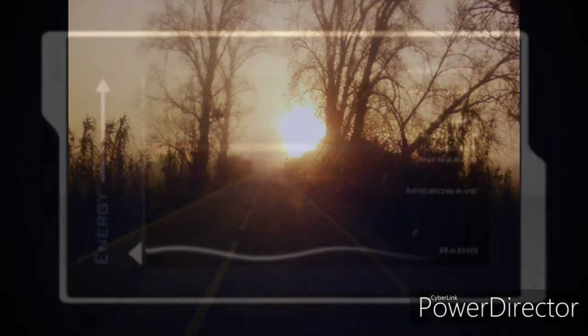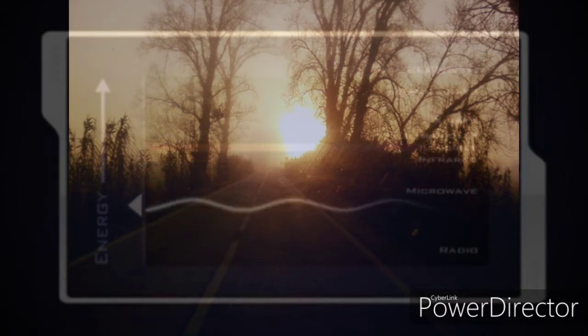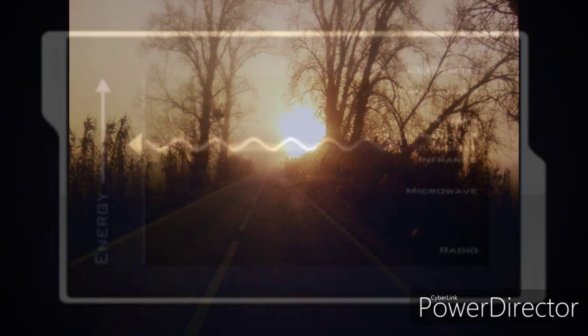Long EM waves, such as radio waves, have the lowest frequency and carry less energy. Adding energy increases the frequency of the wave and makes the wavelength shorter. Gamma rays are the shortest, highest energy waves in the spectrum.